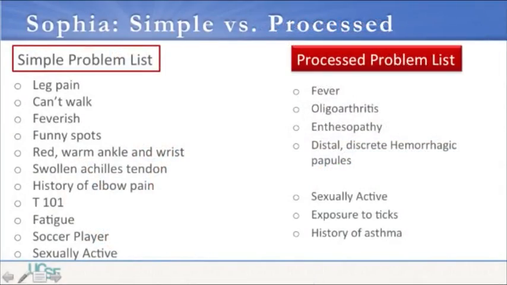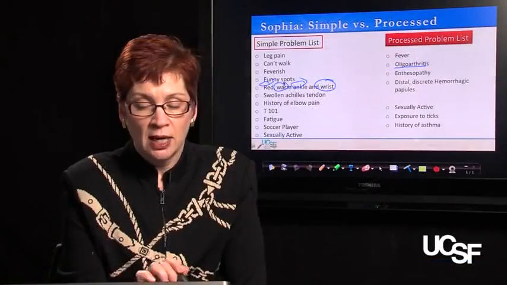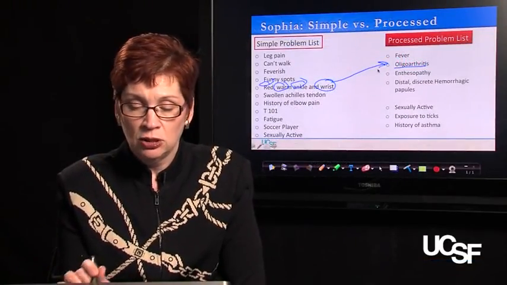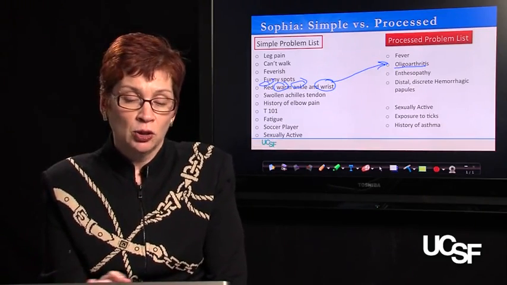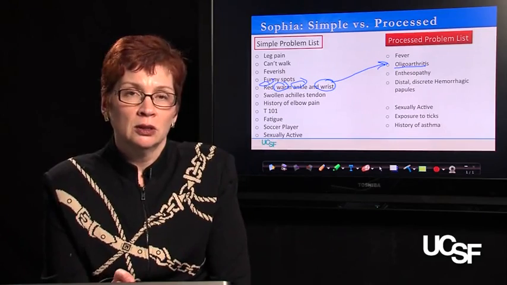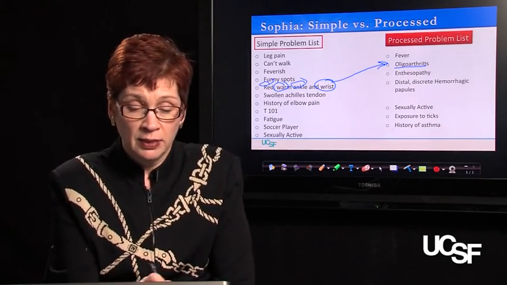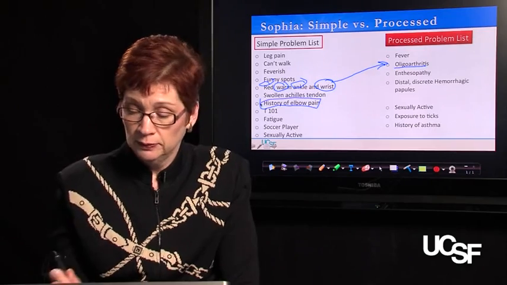Then we're going to list as problem number 2, oligoarthritis. And we're going to say that because we have ankle and wrist, so more than one, and it's red and it's warm, so it's not arthralgia. So that's a nice descriptive term, and this again highlights the value of processing. One term has gotten rid of 4 words, and probably this history of elbow pain as well.